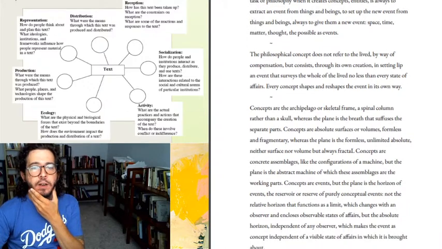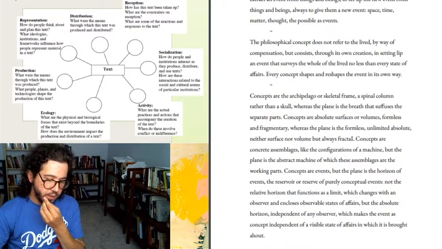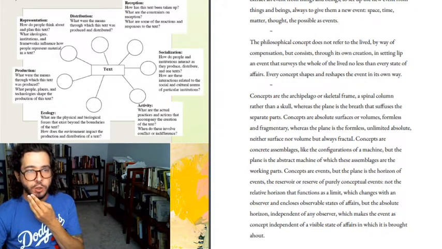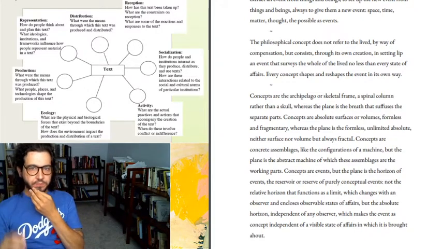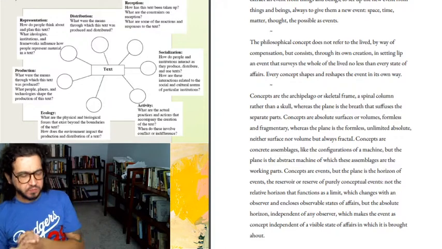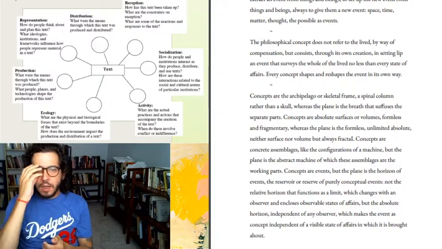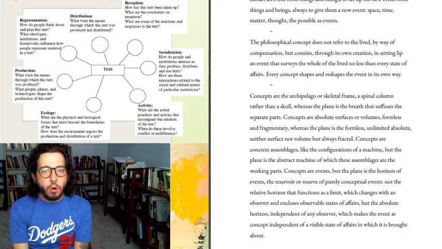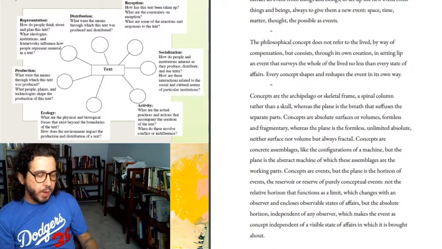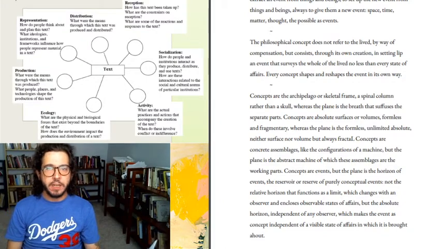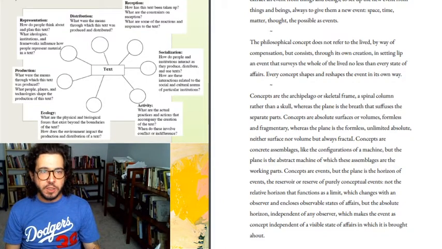And I want to end here on this difficult passage because I think it shows the role of socialization in ecology. And it's a tough one. Concepts are, it's fun little poetry, but it's tough. Concepts are the archipelago or skeletal frame, a spinal column rather than a skull, whereas the plane is the breath that suffuses the separate parts.